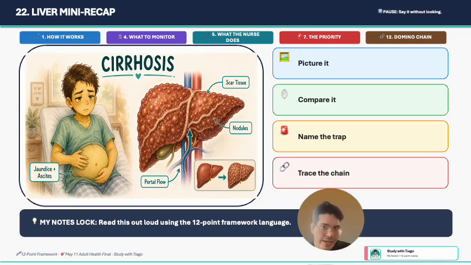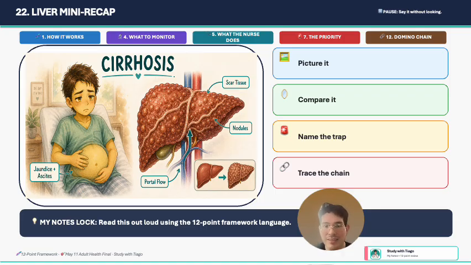Varices are fragile veins under the high portal pressure, right? Hematemesis in cirrhosis is an emergency until proven otherwise. Hepatic encephalopathy is ammonia affecting the brain. I monitor mental status, safety, lactulose response, right? The stool goal, the hydration, the electrolytes.